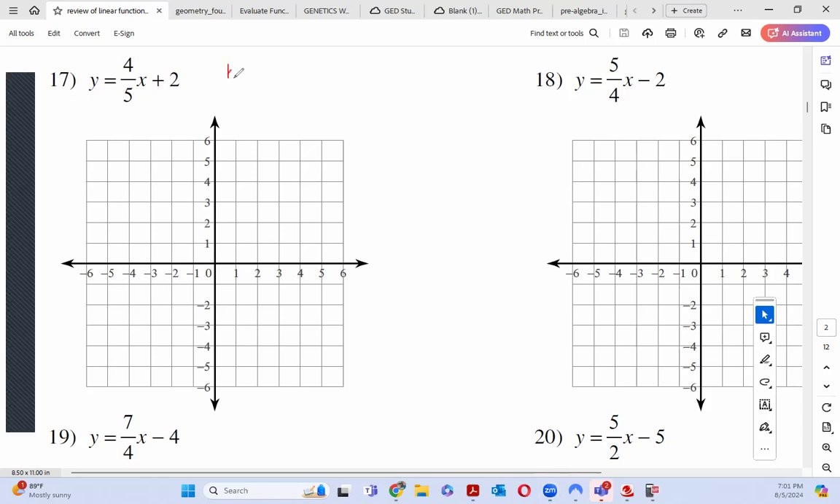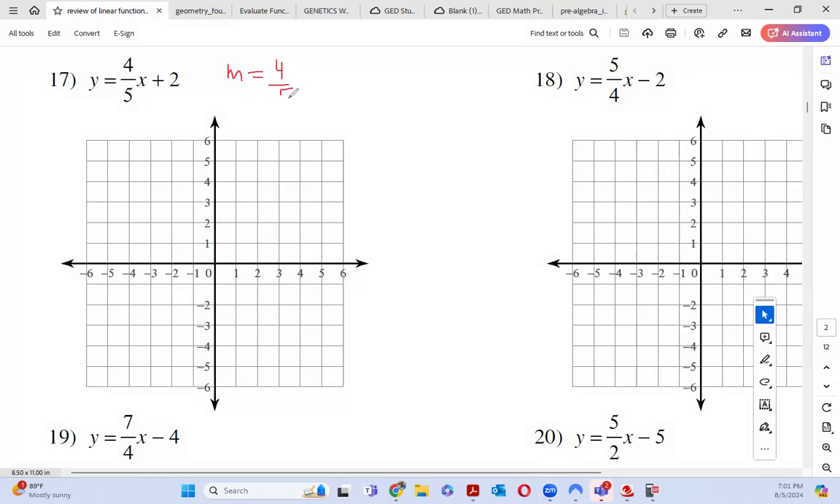The slope is 4 over 5. What's the y-intercept for number 17? Positive 2. Now, if you notice, I wrote it down: m equals 4/5, b equals plus 2. In my mind, I keep telling myself m is the variable for slope, b is the variable for y-intercept. So I say it: y equals 4/5 x plus 2.